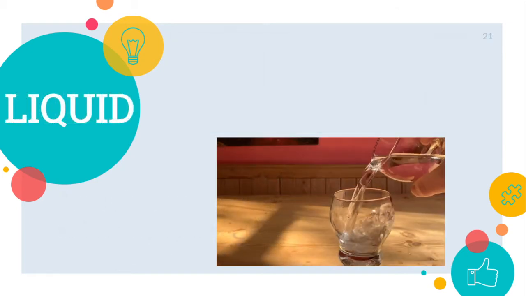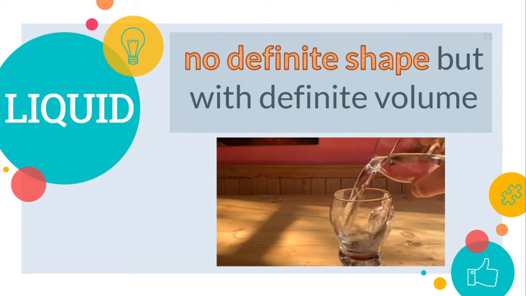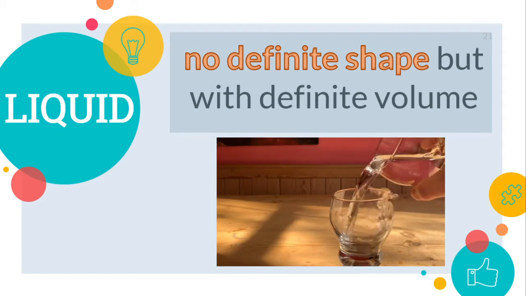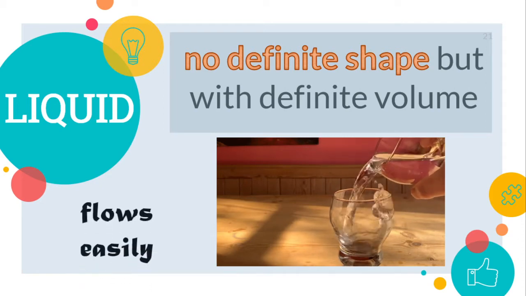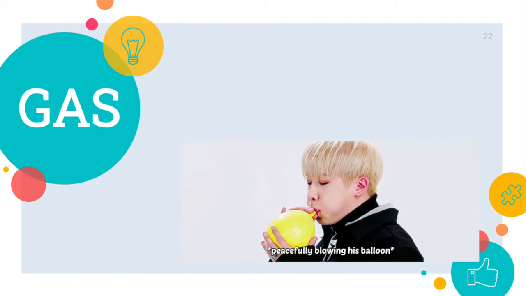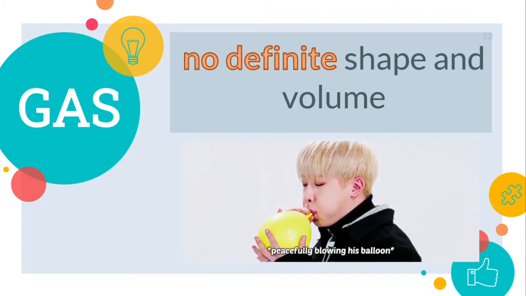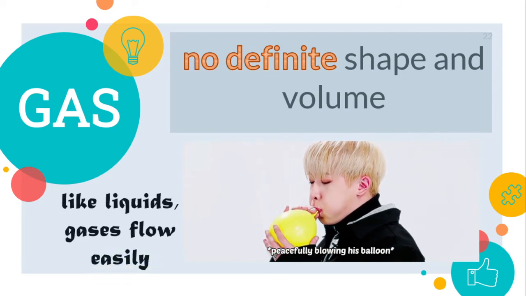Next is the liquid, just like this water. Liquid has no definite shape. This means that liquids take the shape of their container. But liquid has definite volume. It means that liquids don't change their volume even if you transfer them to another container. Liquid flows easily. And last, the gas, just like the air inside this balloon, has no definite shape and volume. This means that gases take the shape and volume of their container. And just like liquids, gases flow easily.